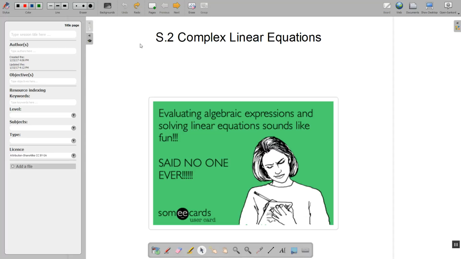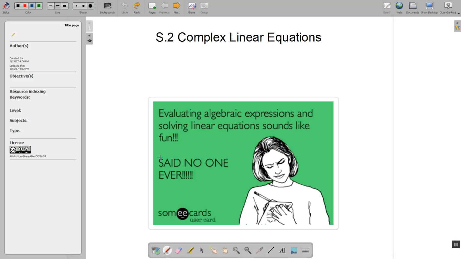And evaluating algebraic expressions and solving linear equations sounds like fun, said everyone. Because I just said it, so this is no longer true. So this is going to be awesome.